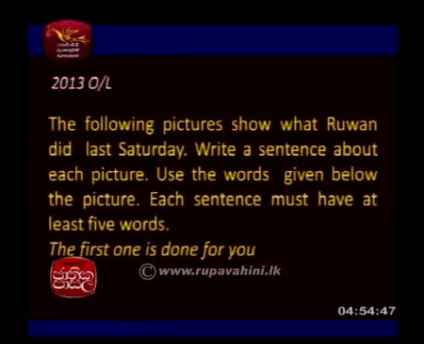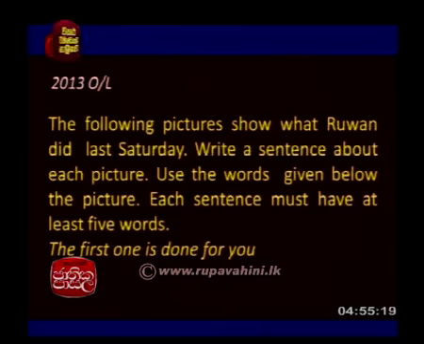The question reads as this: the following pictures show what Ruan did last Saturday. Write a sentence about each picture. Use words given below the picture. Each sentence must have at least 5 words. So there are not single instructions. Yes. There are lots of instructions, so you have to go through these particular instructions very carefully. You have to read very carefully.